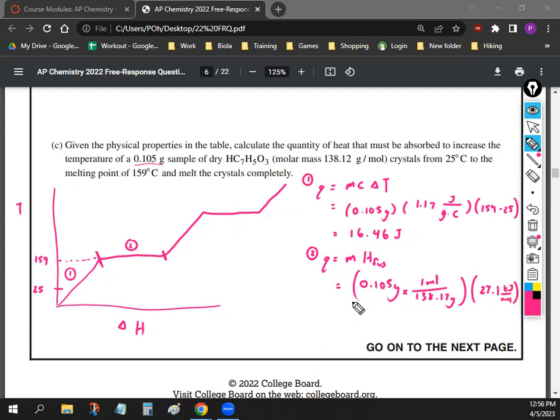Okay, so if you did it in a separate equation, that's totally fine too. But for your answer for this one, you should get 0.0206 kilojoules. Okay, if you got it in joules, that's fine as well. Okay, 20.6 joules.